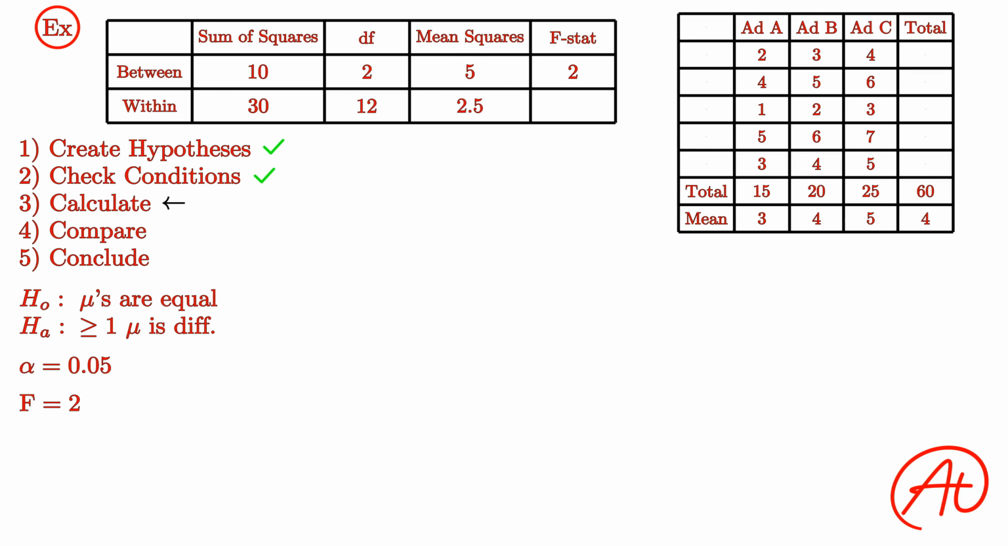To do that, let's first visualize this in our distribution. For these types of problems, since we're using an F statistic, we are going to be using the corresponding F distribution, which generally looks something like this. But one thing to note is that just like our other distributions, the shape of this graph is going to depend on the degrees of freedom.